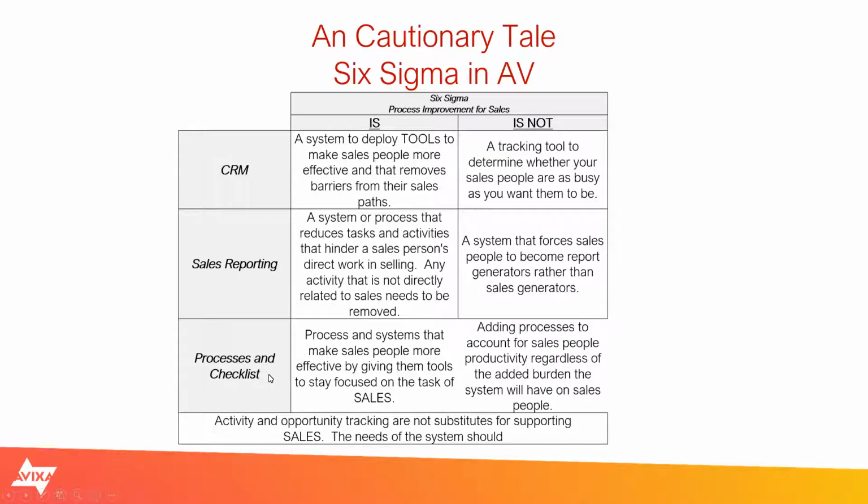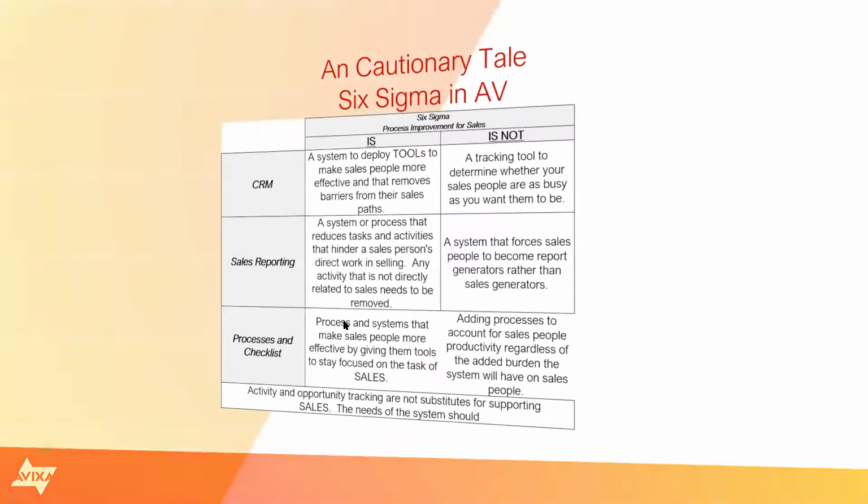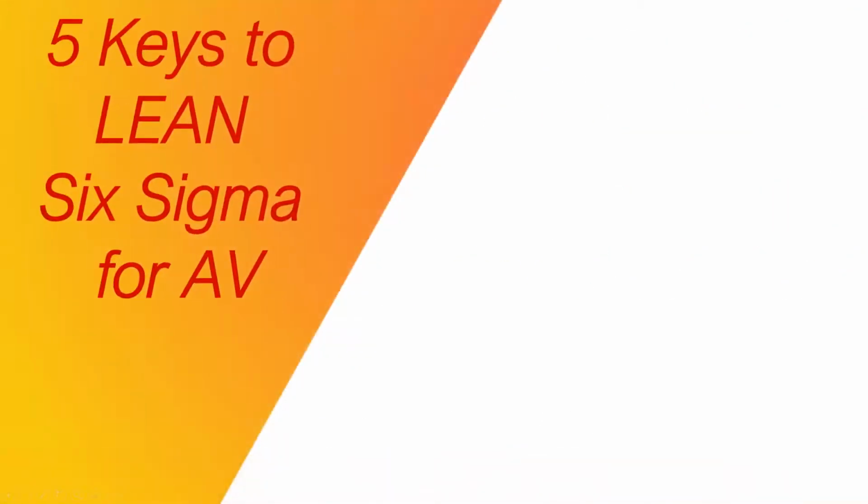So a lot of people will believe that they're deploying a process improvement plan by just putting together a bunch of checklists that people have to follow. Standardization is great, but again, there has to be a lot of analysis done ahead of time as to whether those checklists are actually going to achieve anything. So that's what we'll talk about today, a lot of that data. Start off with the 5 keys to successfully deploying Lean Six Sigma in AV.